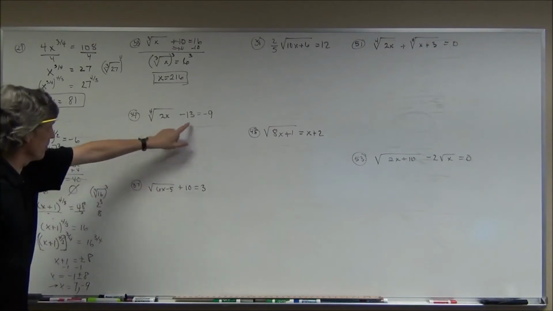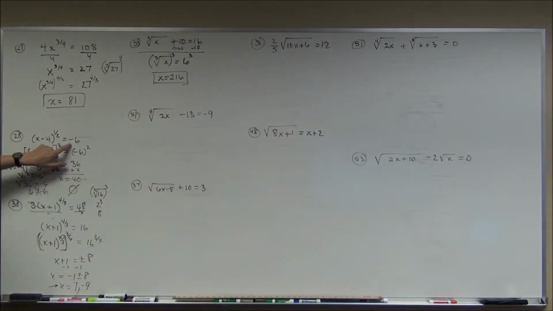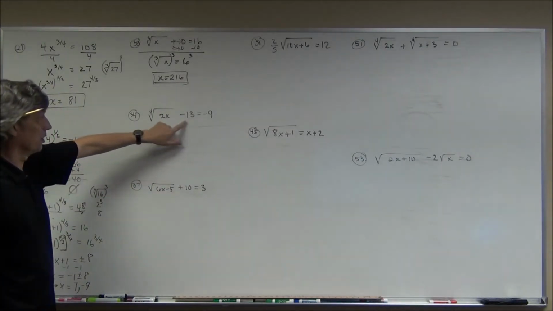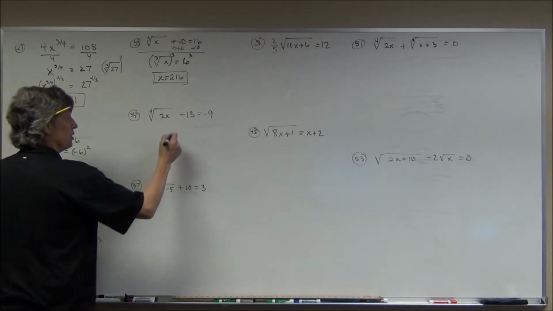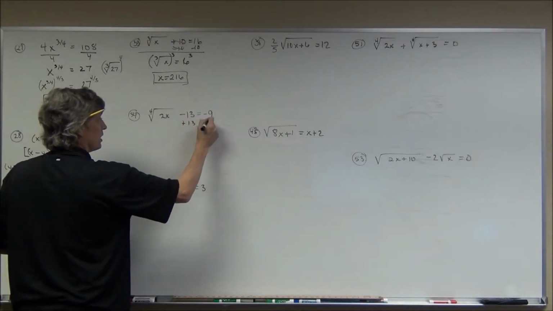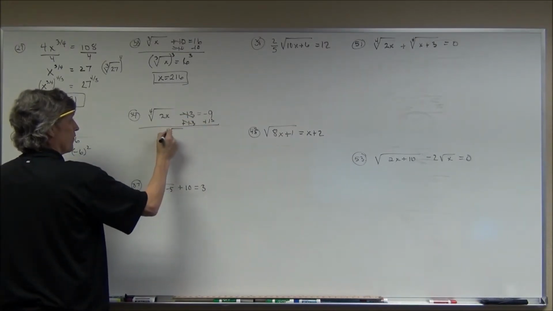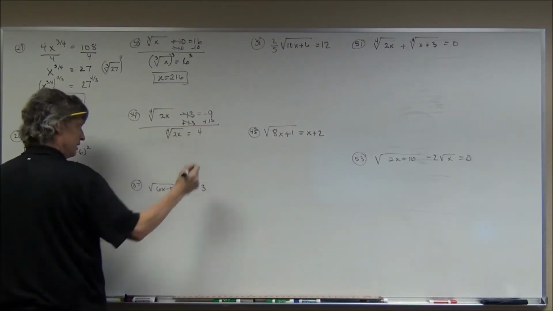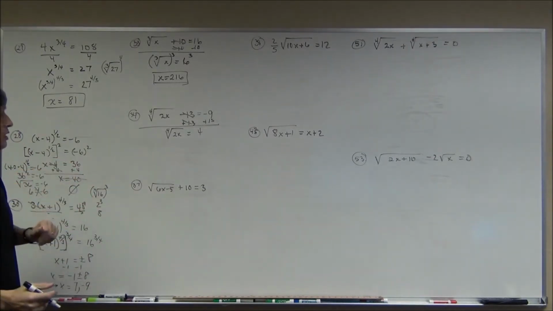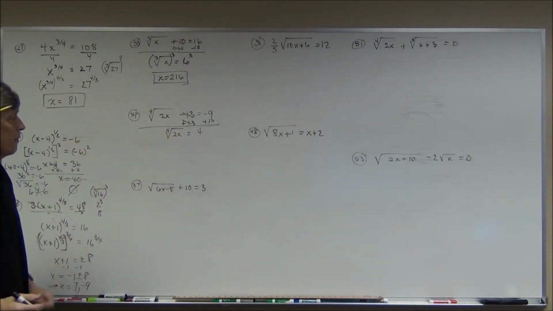Now this one may remind you of this guy with the negative on the side, but there's an extra bit here. I've got to get rid of the minus 13, so I'm going to add 13 to both sides, and then all of a sudden, I don't have that negative number anymore. I have the fourth root of 2x is equal to a positive 4. That makes sense. You can have an even root that's equal to a positive.